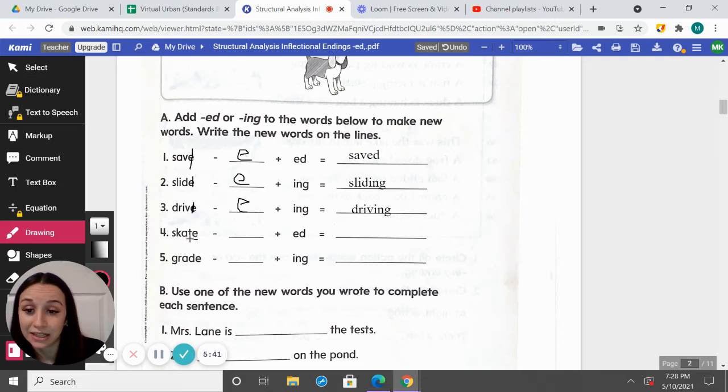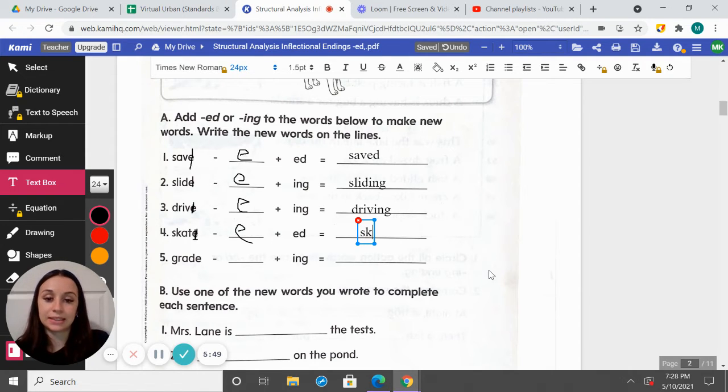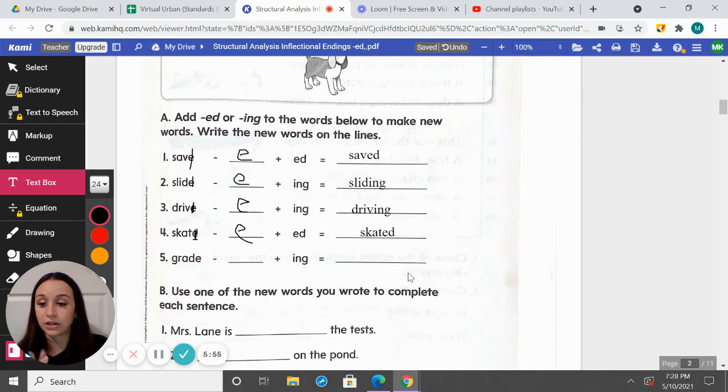So we have that silent E, so that means we drop it, get rid of it. And if we get rid of it, we spell it S-K-A-T. We drop that E, but we're adding ed. That's all we've got to do. All right, let's look at number 5.